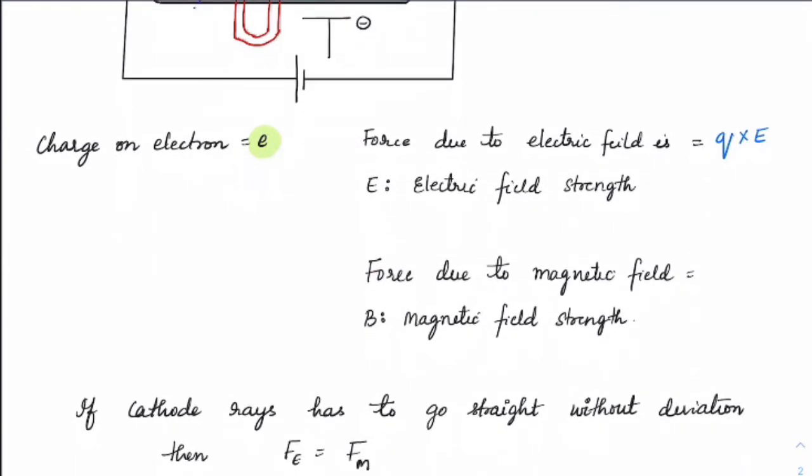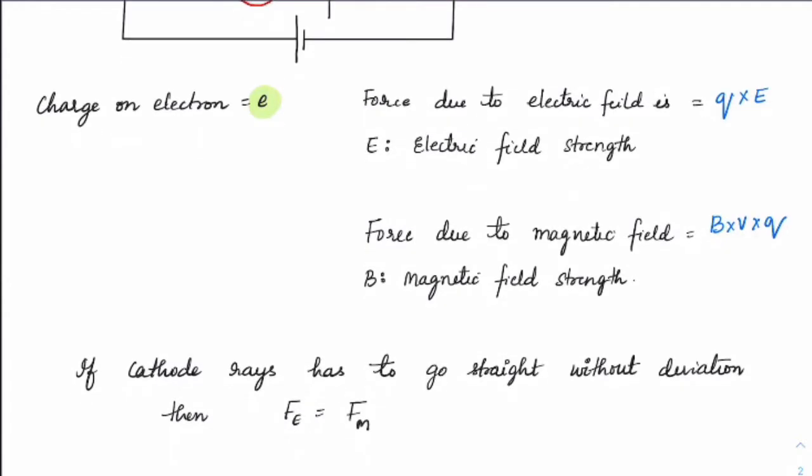Same way, the force due to the magnetic field is B into V into Q, where B is the magnetic field strength, V is the velocity of the electrons or the particles, and Q is the charge carried by those particles.